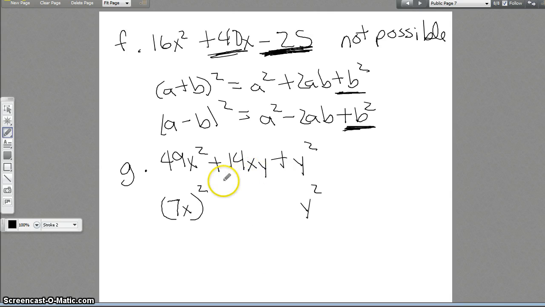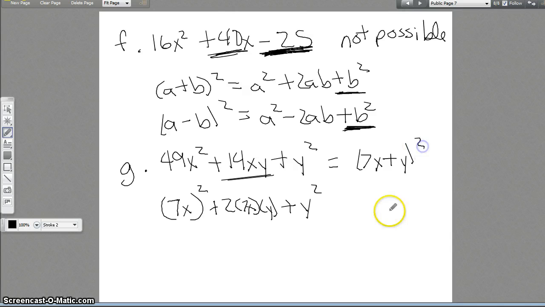So now we need to see, is this middle term the double of the product? So plus 2 times 7x times y. 2 times 7 is 14, times x times y is going to be 14xy. So that means that we can write this as (7x plus y) squared. So that again was number 8, which is just like number 15 that I assigned as homework.